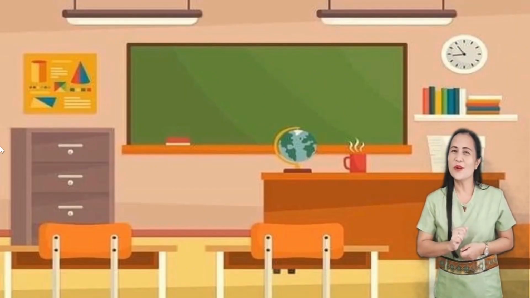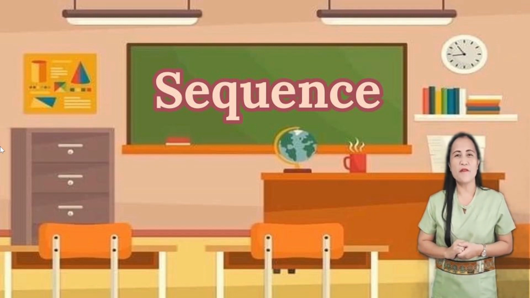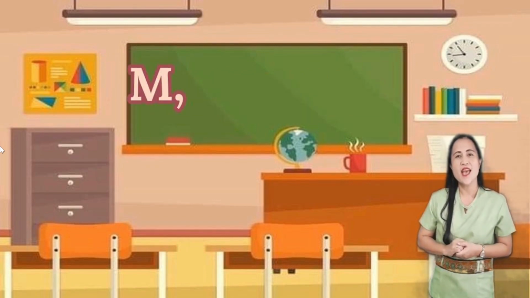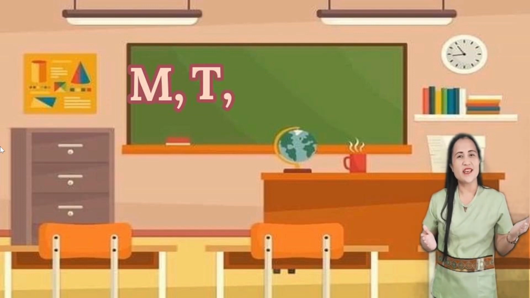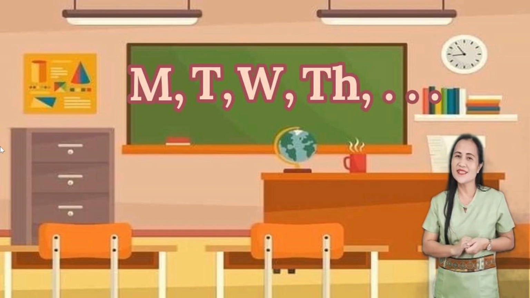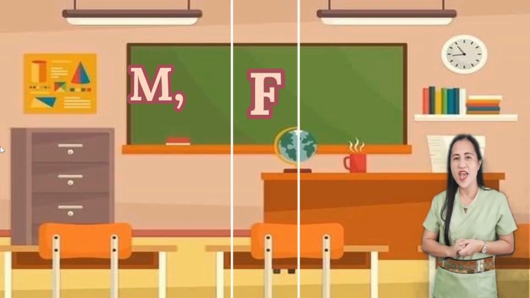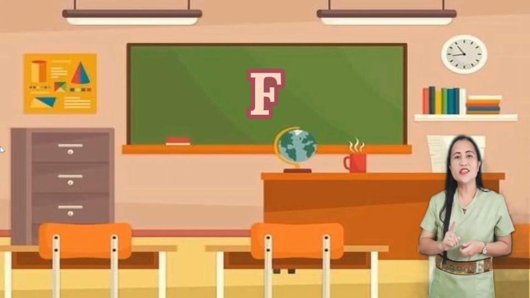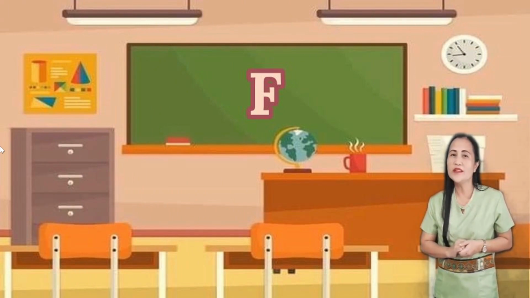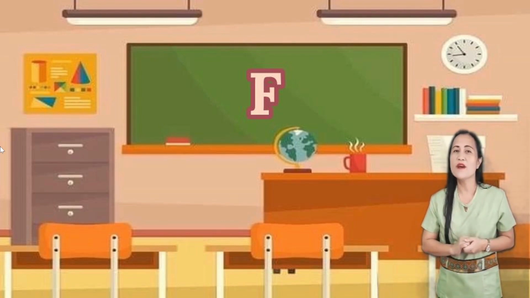Do you still remember what the sequence is? For example, I have the letters M, T, W, TH. What will be next? Yes, you're correct. That's letter F, S. The letters describe the first letters in our days of the week. That is an example of a sequence.